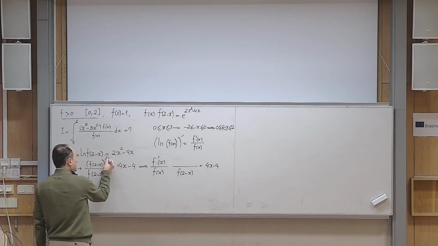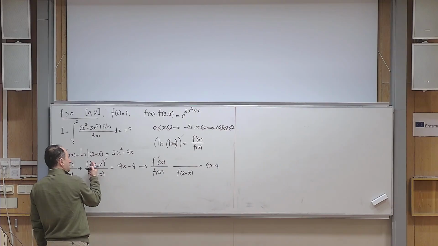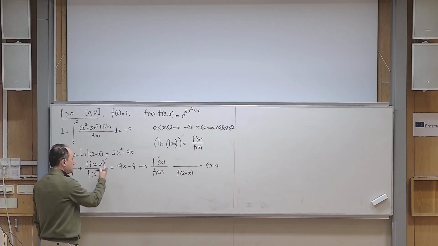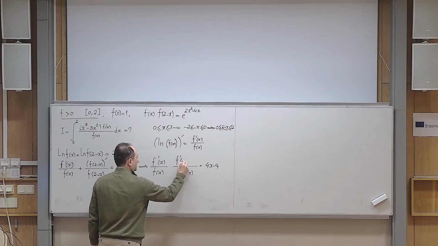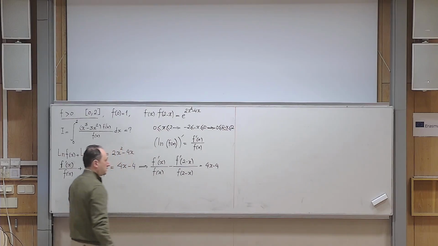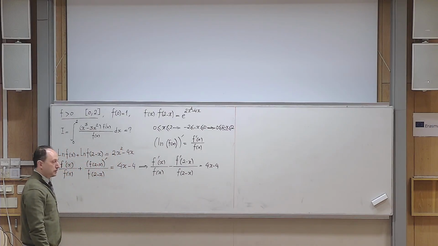But now my goal is to flip the primes inside. So I have to use the chain rule. The chain rule will tell me you can do that, but there is a price to pay. And the price is to multiply everything by the derivative of the inner function, which is minus 1, so it will change the plus sign to minus.